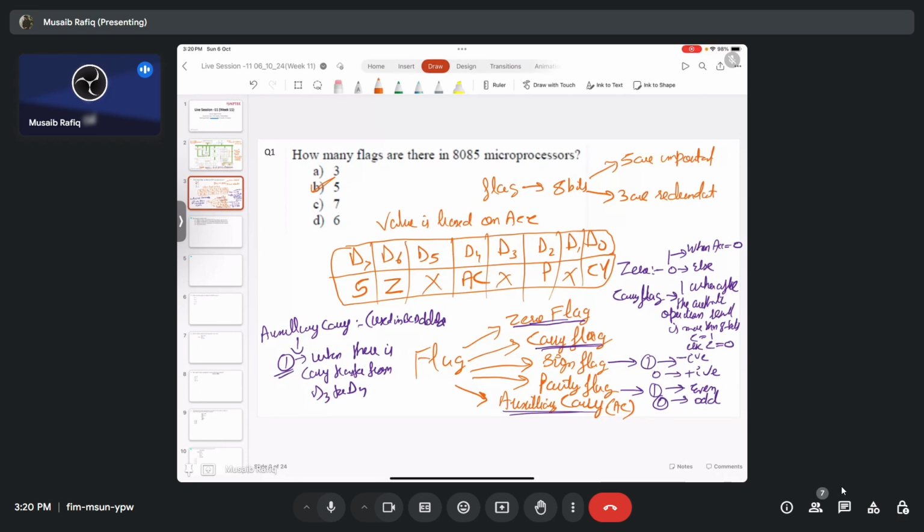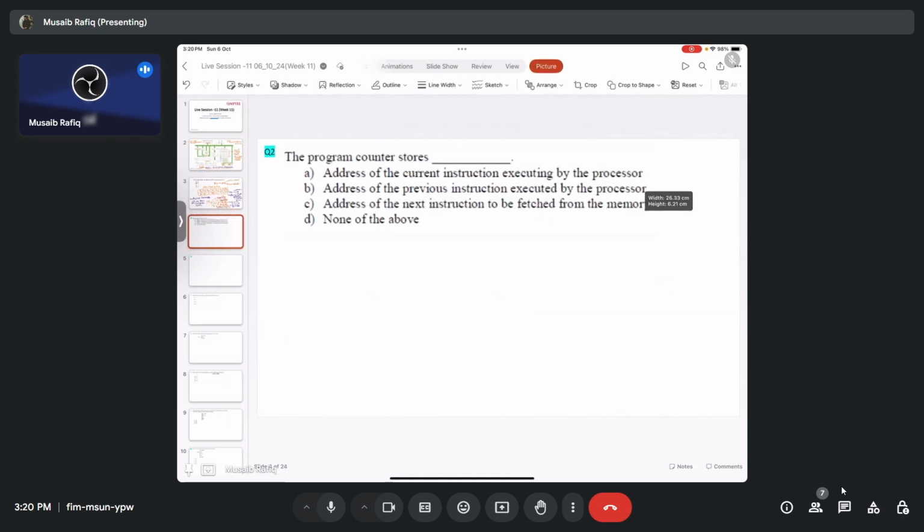So this was about question number one, which asked how many flags there are in the 8085 microprocessor. The answer was five. We have an 8-bit flag register, three bits are redundant and five are important, and we discussed each one of them.